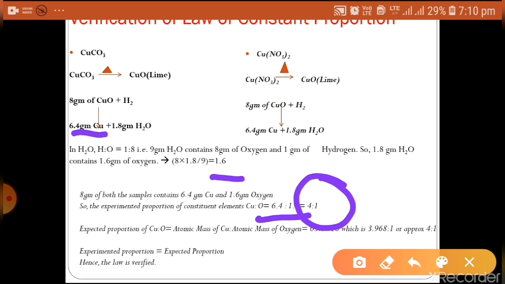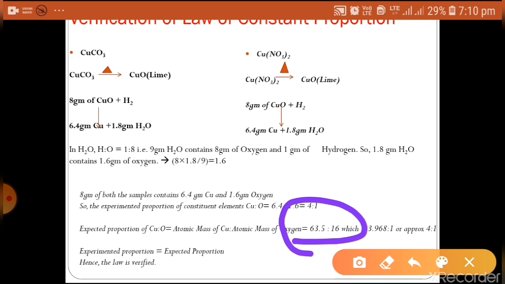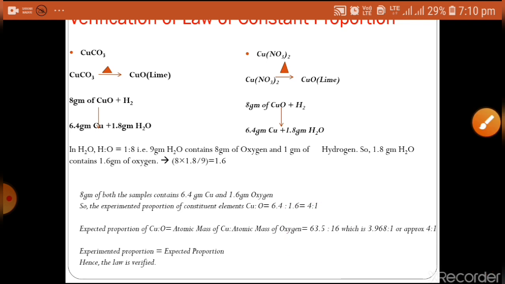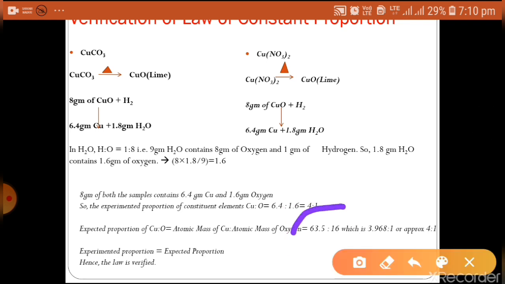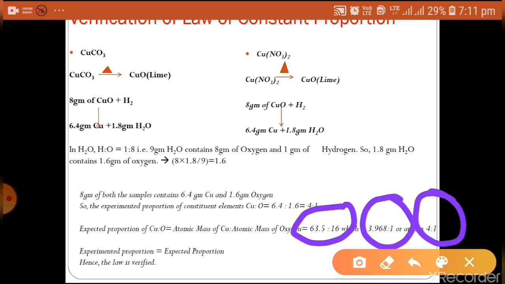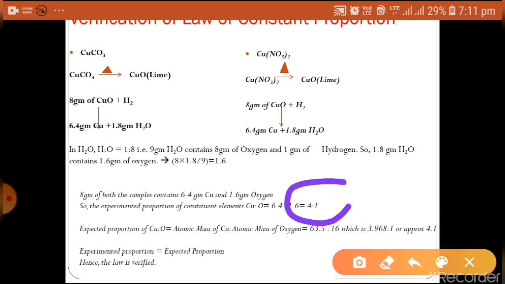So now let us compare this ratio with the actual values of copper and oxygen. The actual atomic mass of copper is 63.5 and the atomic mass of oxygen is 16. So the expected ratio we can calculate by simplifying this. After simplification, you get the simple ratio as 3.968:1. So 3.968 is nearly equal to 4. It means that the ratio is nearly the same, that is 4:1. So the expected ratio is also 4:1 and the experimental ratio which we have seen earlier is also 4:1.